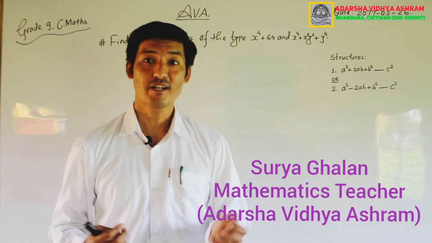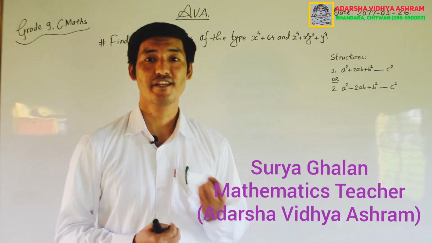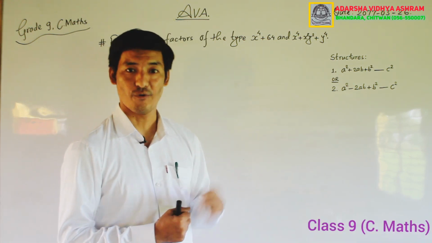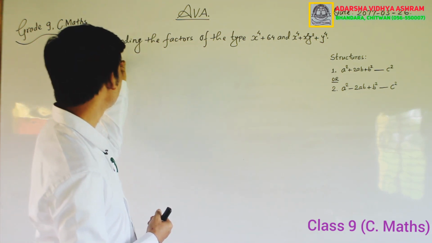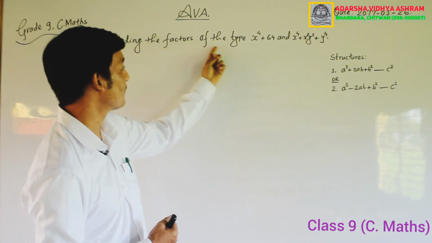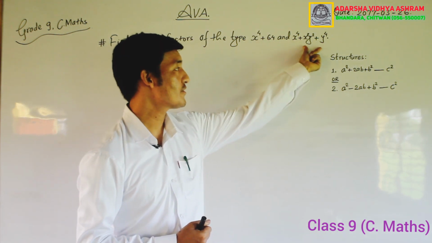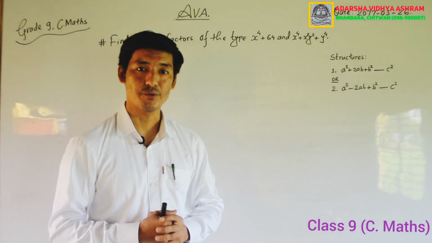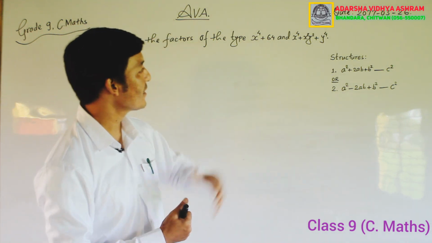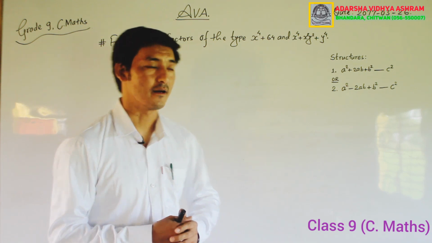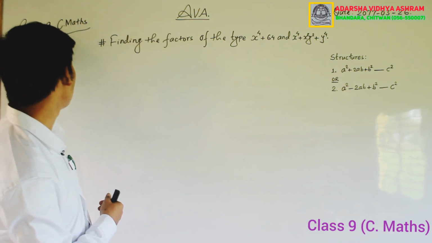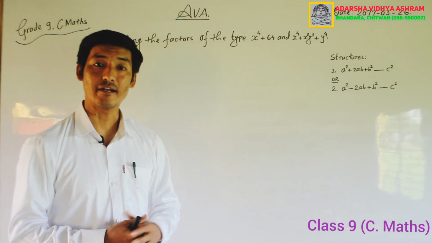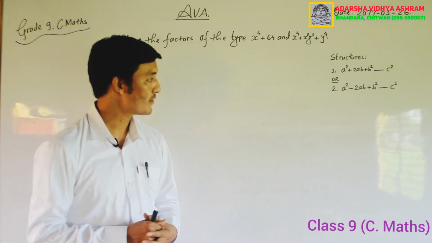And today also I have drawn here one topic that you can see easily on the whiteboard. I have written here finding the factors of the type this and this. Today also I have come to you by taking the same topic for class 9, grade 9 compulsory mathematics. This topic belongs to the first topic in the algebraic portion in mathematics.